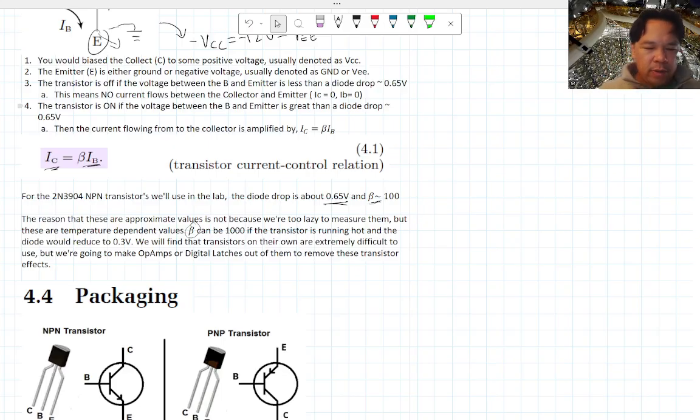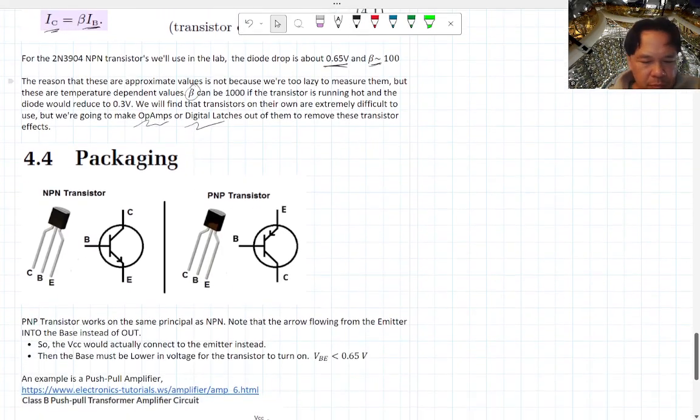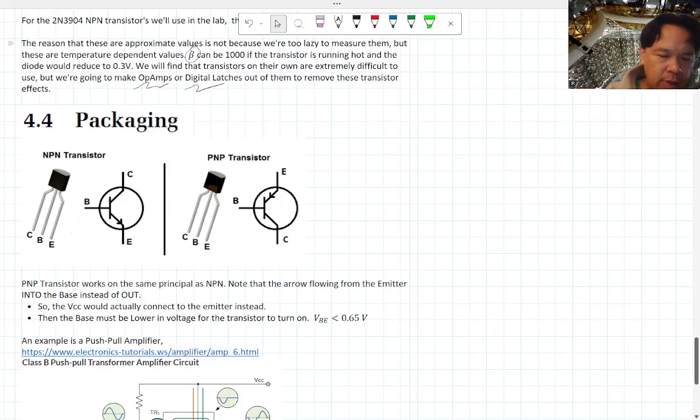So what we're going to do, we're going to start using these things called operational amplifiers and digital latches just to kind of remove this beta effect. Okay. So let's see what a transistor actually looks like in real life.